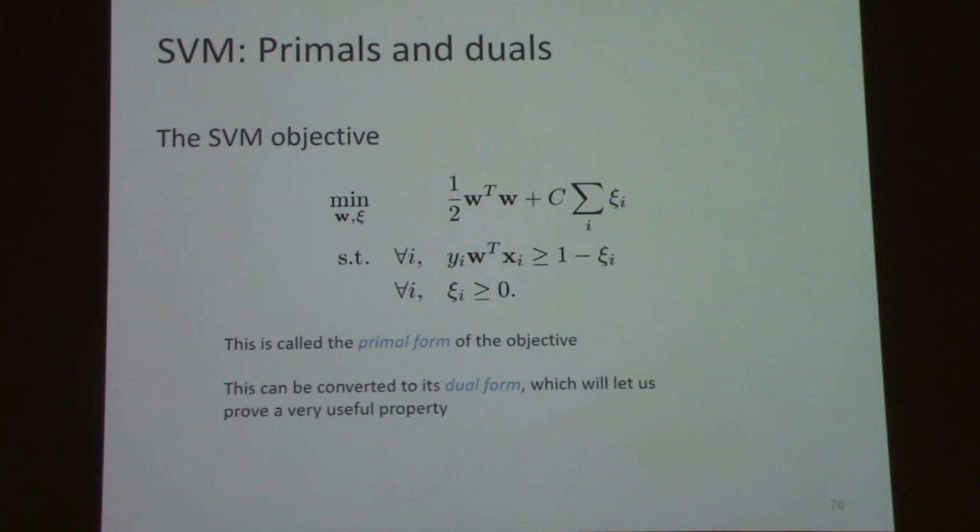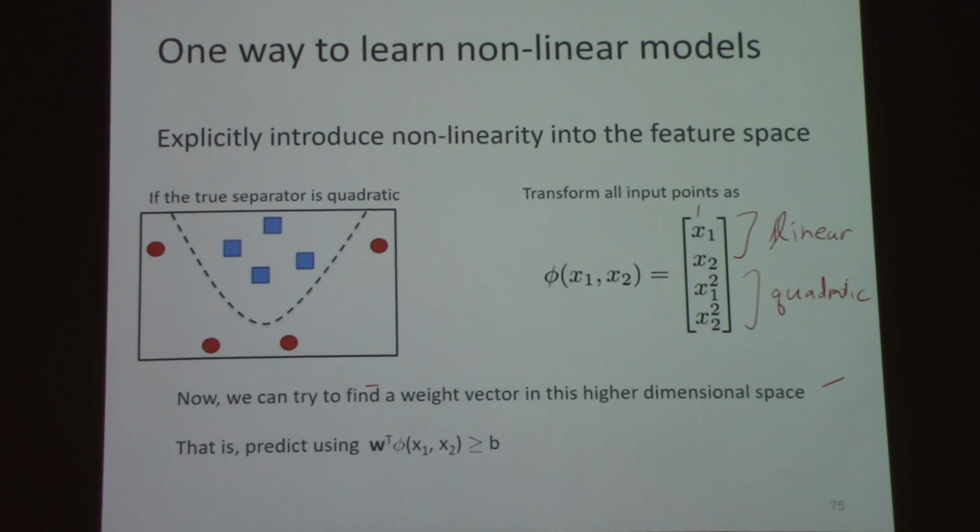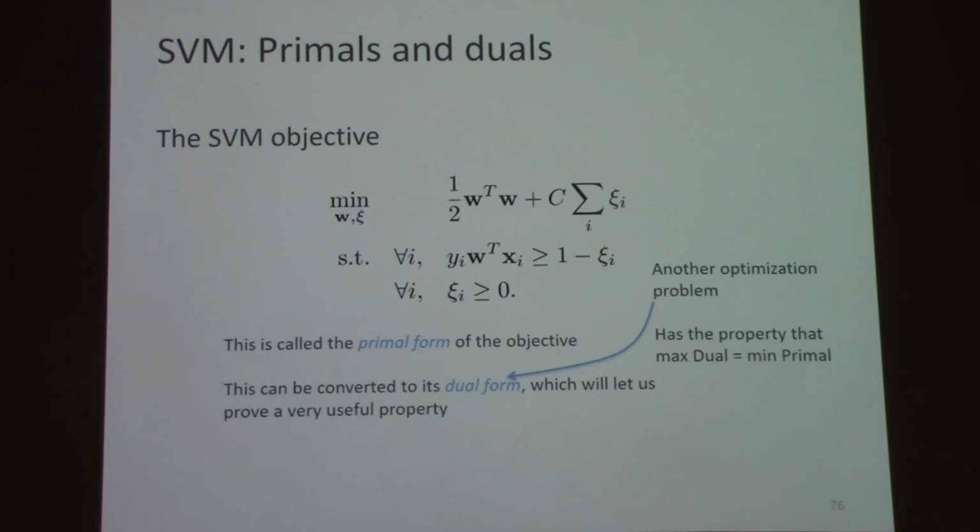You want to find a weight vector that maximizes the margin and that simultaneously minimizes the regularizer plus the loss. This form of an objective is called the primal form, and there's a reason for calling this primal. It turns out this is equivalent to another optimization problem called the dual. The dual has an interesting property. The dual is just another optimization problem. What are the variables in the optimization problem here? It's the W and the Xi, right? By solving this optimization problem, you'll get the best W's and Xi's.